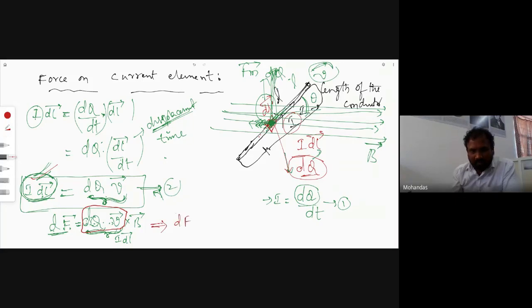So that implies df equals, instead of dq into v, from this equation I am writing I into dl, cross B. This is a which force? Differential force. This is a differential force due to a differential current element which is placed in a total magnetic field. Which magnetic field? Total magnetic field.